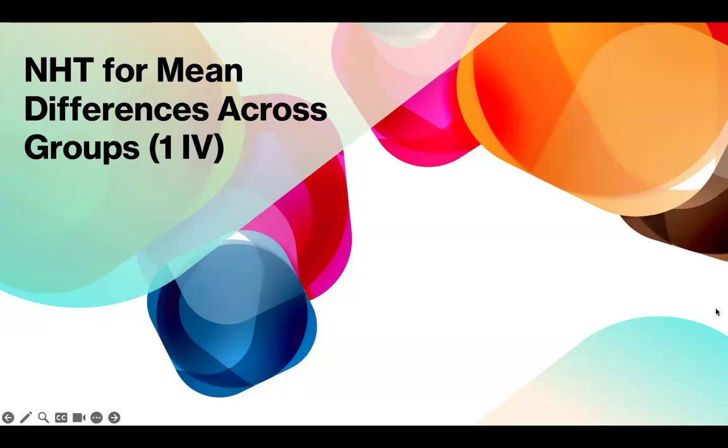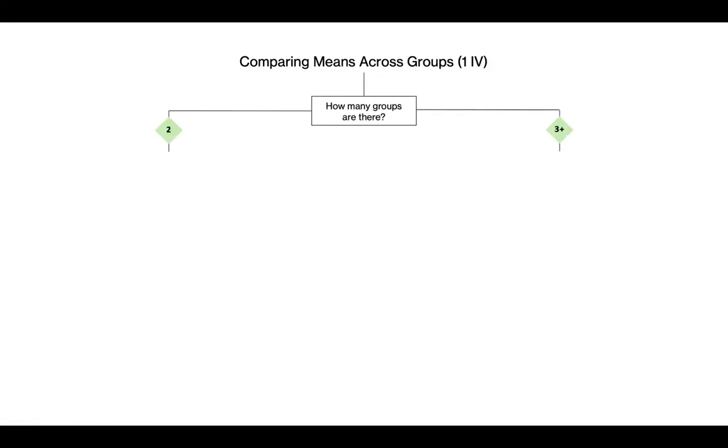So our first step when we're talking about comparing means across groups is we need to know how many groups there are. I'm not including one sample t-tests if we're looking at a group compared to a population, just because they're not used very frequently. So this is specifically across at least two groups. If you have two groups versus if you have three or more groups, you're going to branch off in different directions here.